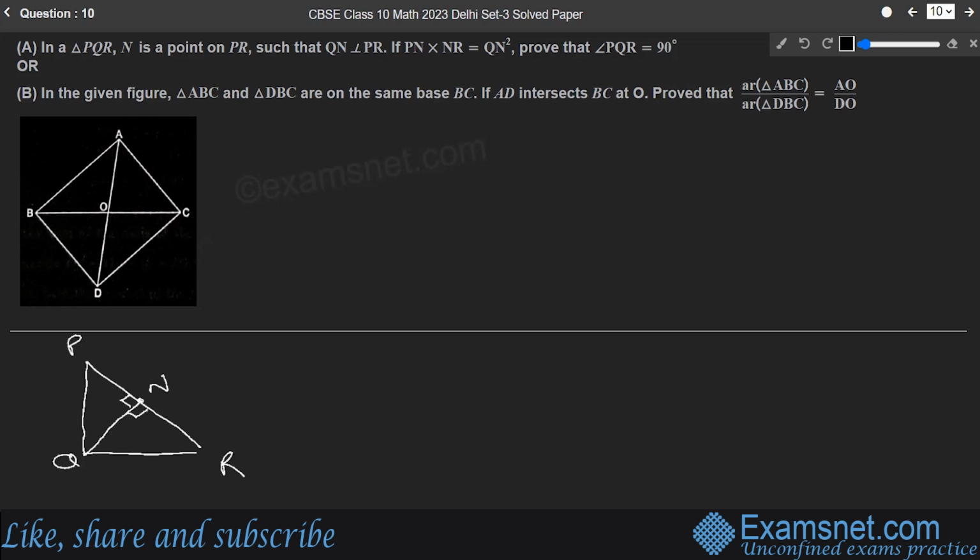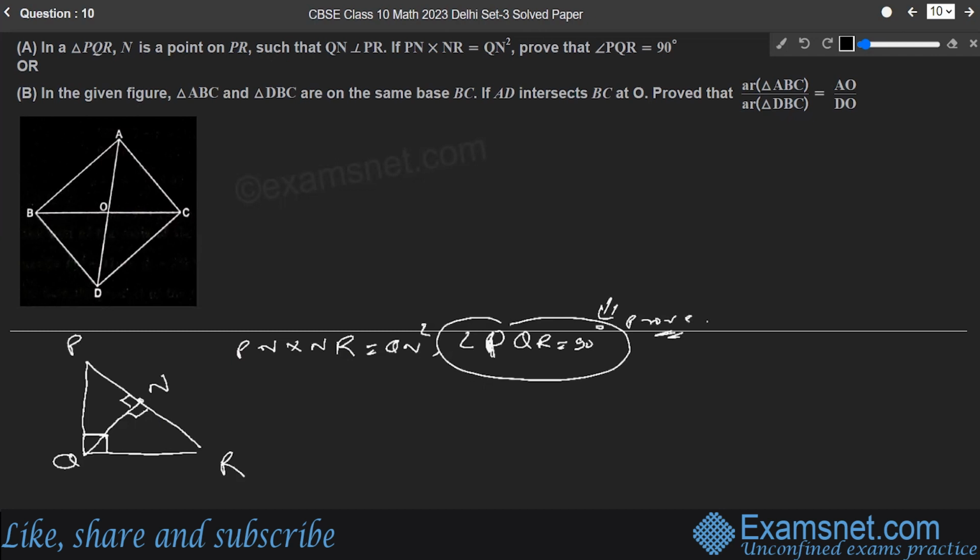What else has he given? He has given us that PN into NR is equal to QN square. And angle PQR is equal to 90 degrees. The complete angle PQR is nothing but 90 degrees. So all these three pieces of information have been given. What are we supposed to do? We are supposed to prove that angle PQR is equal to 90 degrees.